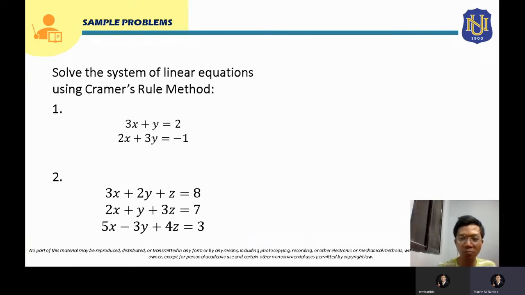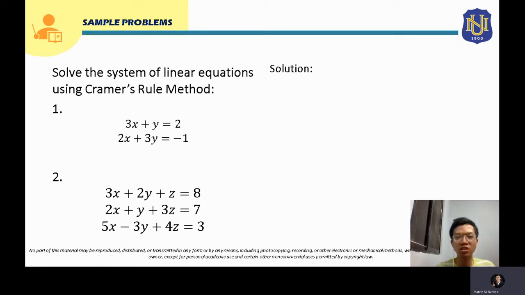So let's start solving problems using Cramer's rule method. For the first problem, our system of linear equations is 3x plus y is equal to 2, and 2x plus 3y is equal to -1. For number 2, this is 3x plus 2y plus z is equal to 8, 2x plus y plus 3z is equal to 7, and 5x minus 3y plus 4z is equal to 3. So let's start solving number 1.